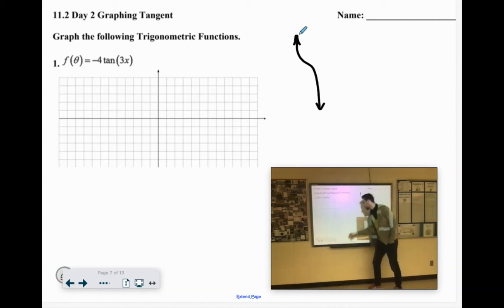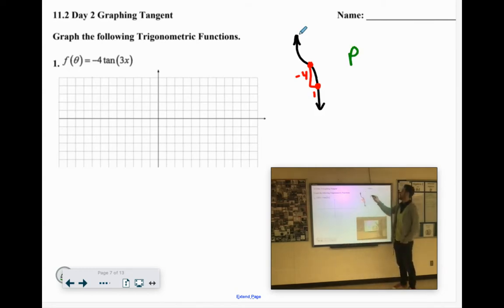It also tells us from our center to our next quarter point will be down 4 and over 1, or if you went up 4 and left 1, that would be it as well. The 3 represents the period, right? So we have to do pi divided by 3 because there's a 3 there. So our period is going to be pi over 3.